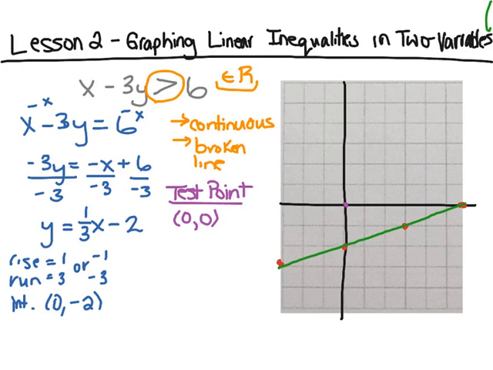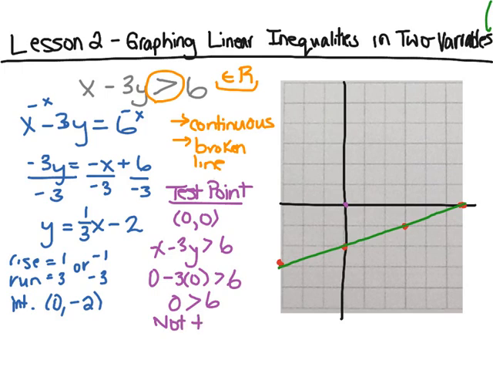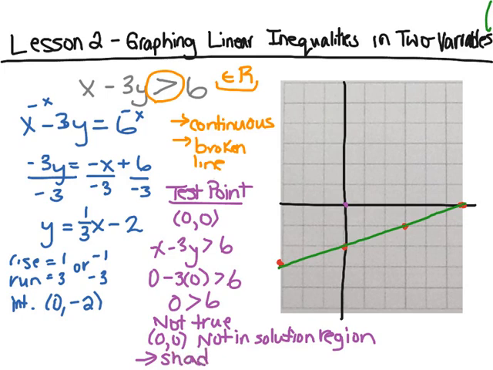So we have x minus 3y is greater than 6. So 0 minus 3 times 0 is greater than 6. 0 is greater than 6. This is not true. So what that means is 0 and 0 is not in the solution region. So because it's not in the solution region, we have to shade below the line. So we're going to shade underneath the line, and you can shade it in solid.